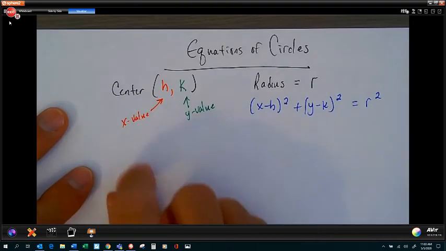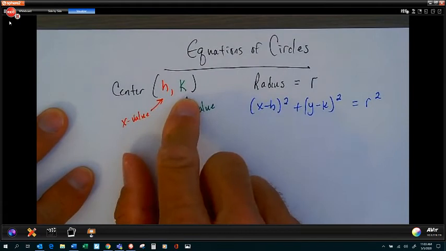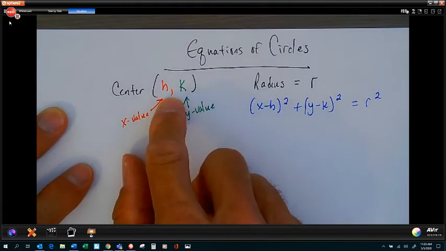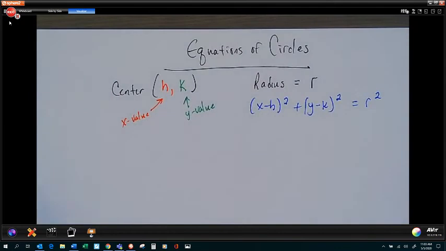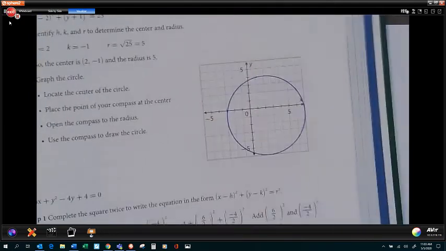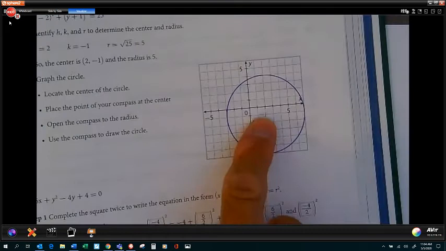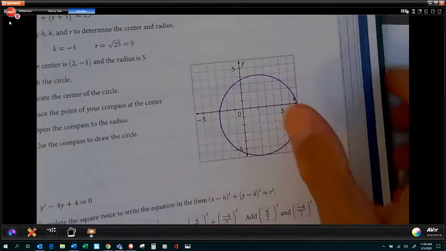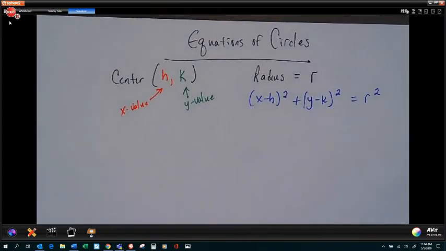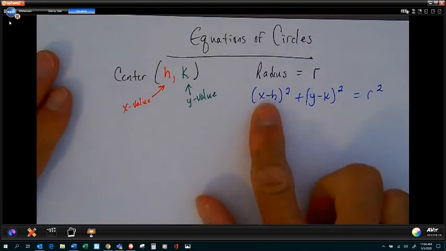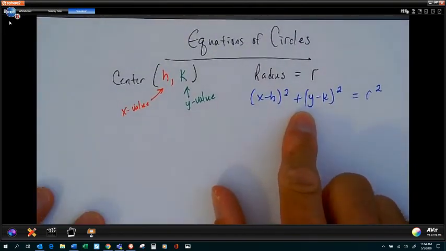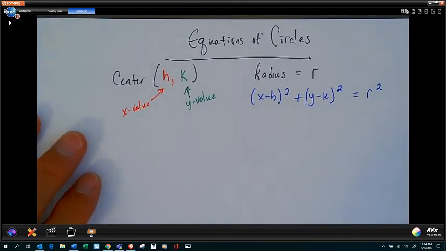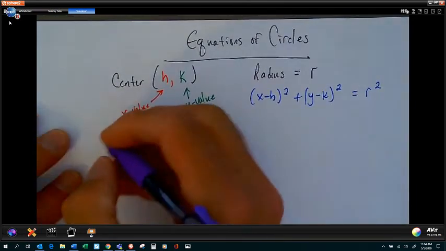So for our equation of a circle, the h and the k represent the coordinate values of the center of a circle on the coordinate plane, such as this example right here. Here's the circle, and then we're going to have the center. It's going to be an x value and a y value, which is going to translate to h and k. The radius is going to be equal to r, so we've got (x minus h) squared plus (y minus k) squared equals r squared.